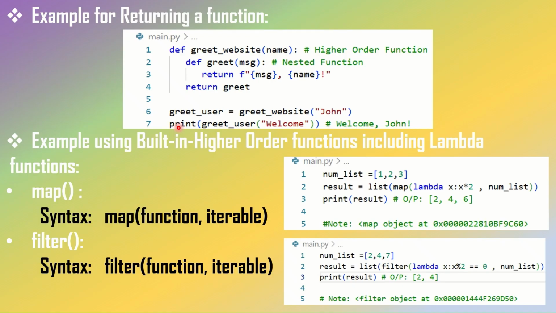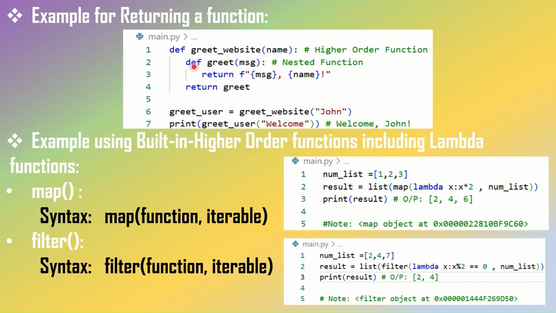In order to print the result from this greet function, I was using the print statement, and inside it using greet_user, since this variable is holding the function. To call the greet function, I was passing the message as welcome. Whenever the Python compiler executes this statement, it passes the welcome message to the greet function, since greet_user is holding the greet function.